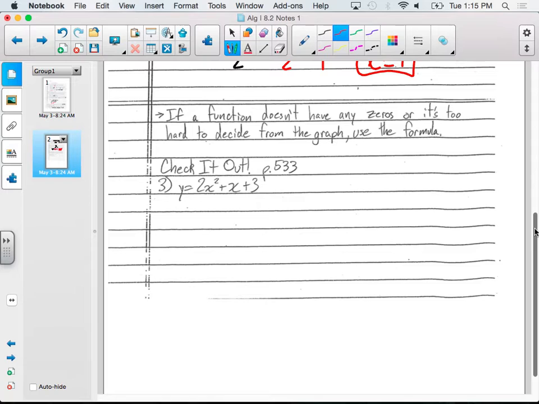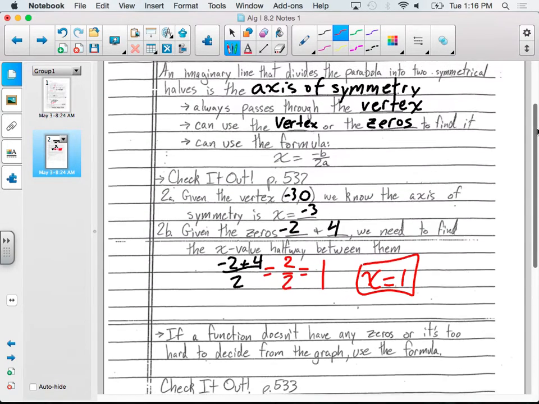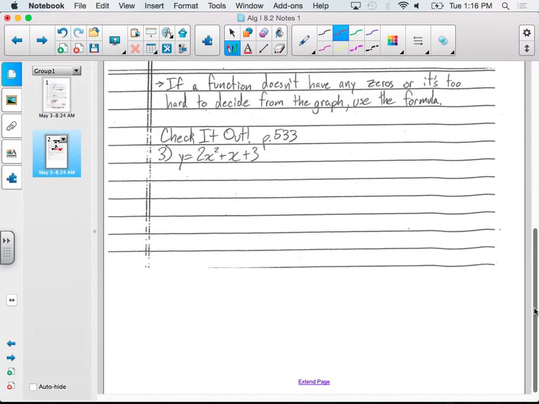So, alright, next one. If a function doesn't have any zeros, like if you have a graph of it and it's asking you to find the axis of symmetry, it's a little harder to do using the way we just did it. Or sometimes when you're given a graph, it's really hard to say it's exactly this point. Sometimes you're just given the equation, and then you have to find the axis of symmetry that way. That is where that formula that we had up here comes into play.